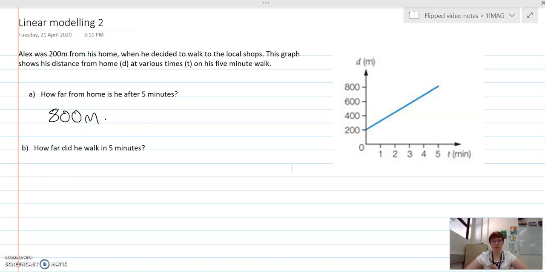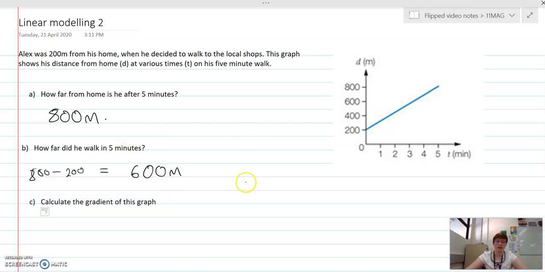Simple. Part B is asking us, how far did he walk in 5 minutes? Now, we need to be careful here because the graph does not cross the y-axis at 0, which means that even though he was 800 meters from home after 5 minutes, that's not how far he walked. So we know between 0 and 5 minutes, he walked from 200 to 800 meters, and then that's just simple arithmetic, 800 minus 200, you walked 600 meters in those 5 minutes.